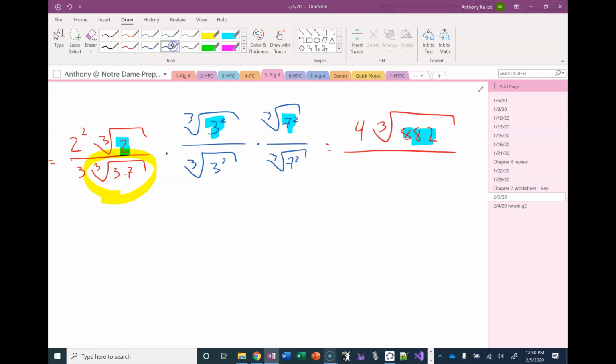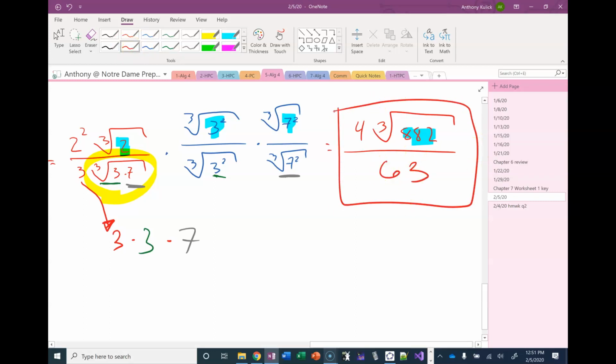Okay. In the denominator, I have 3 3s. So that's going to pull one of them out. This 3 is that 3. And if I look at the 7s, I have 3 7s, so I can take one of those out as well. So that gives me 3 times 3 times 7, or 63. Is that okay?